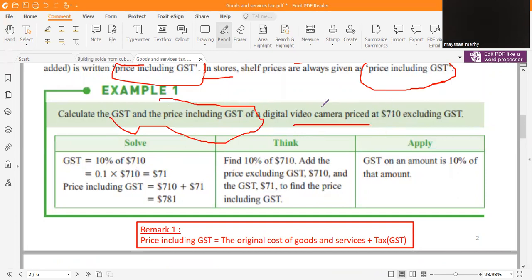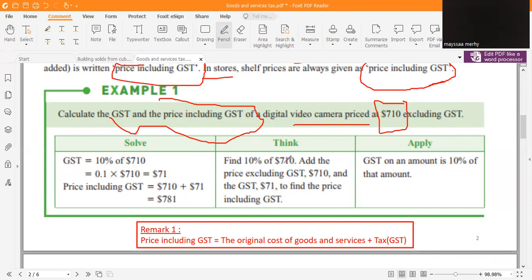So how do we calculate the GST and the price including GST of a digital video camera? For example, the digital video camera is priced at 710 dollars. Normally, this is the original price of the digital video camera, so this price is excluding GST. How do we calculate the GST and the price including GST?